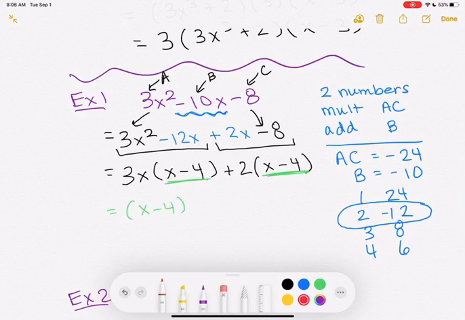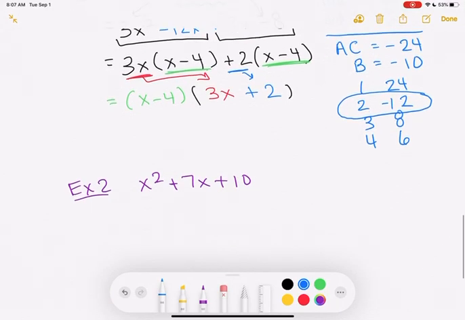And now if I have x minus 4 and I'm trying to get to 3x times x minus 4, I'm going to multiply it by 3x. If I have x minus 4 and I'm trying to get to 2 times the quantity x minus 4, I'm going to multiply it here, drop that guy down to a plus 2. So we have x minus 4 times the quantity 3x plus 2. Is there anything else we can factor? There's not. It's totally done.